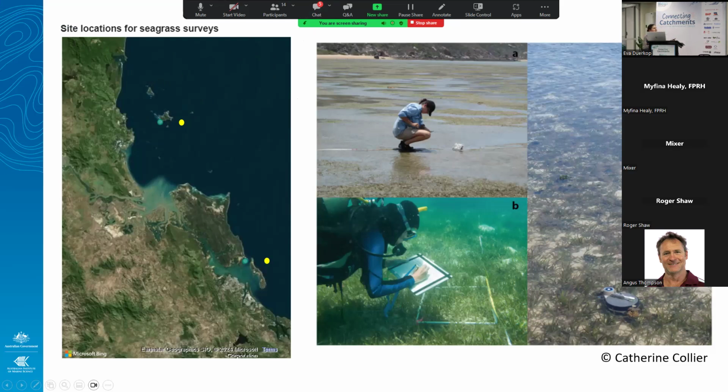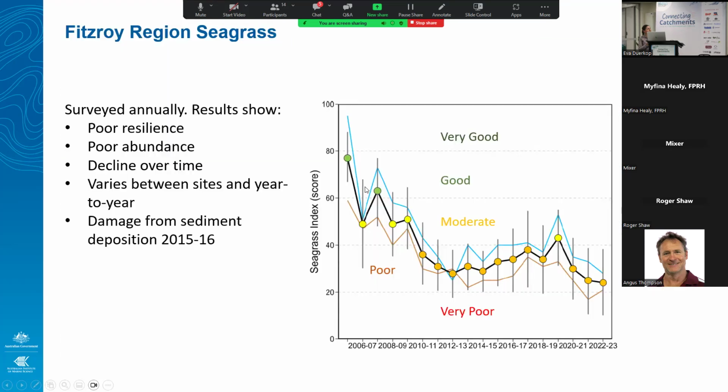And this is how it has been doing since 2005, 2006. And this is the result from last year's report, 2022-23 report. I just got a sneak preview of the results for this year, and there's good news. We have seen a big improvement in the last year in the seagrasses, but that's not been published yet, so I haven't got it up on the slide.